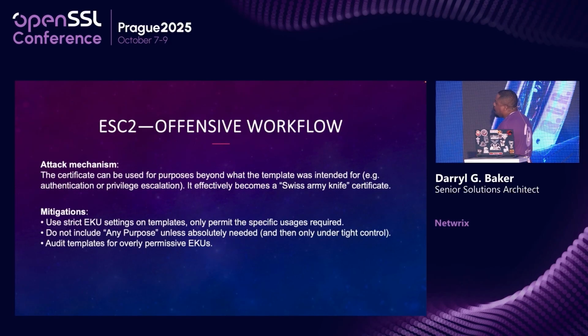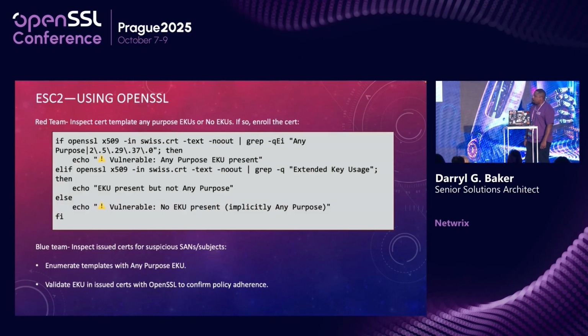Again, with this workflow, it's very similar to the last workflow, except instead of specifying what that SAN is, we're actually just going to specify what EKU we want to use. We don't have the ability to change the SAN, but we do have the ability to change how that certificate is being used in the environment. So this is a really simple function that's here.